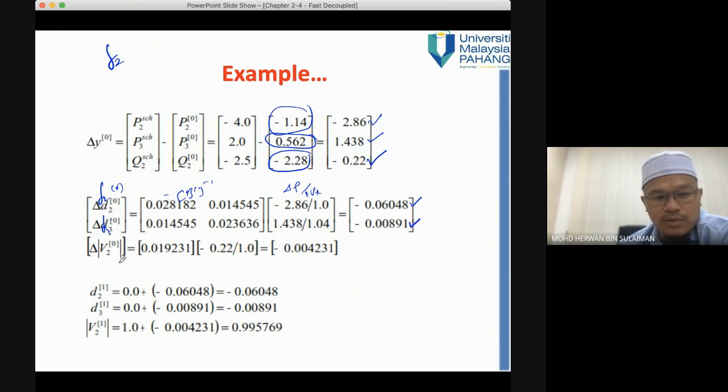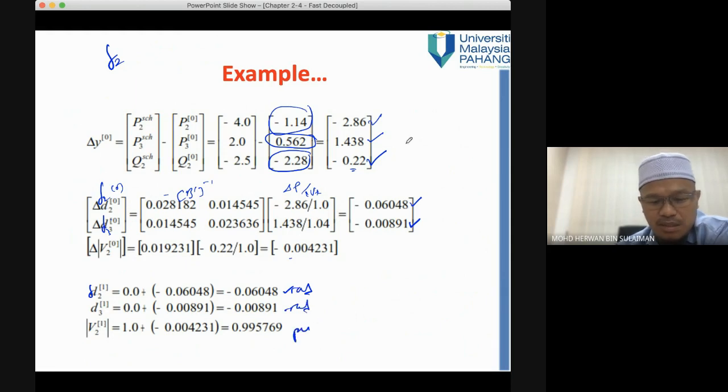And then untuk V you pakai B double prime. B double prime darabkan dengan delta Q bagi dengan V juga. So delta Q ialah negatif 0.22 bagi dengan V. So dapat negatif 0.004231. Then for the first iteration, ni theta 2 start dengan 0 plus minus 0.064 ni dapat negatif. Ni radian lah, ni radian. This one for also radian. So this one per unit.